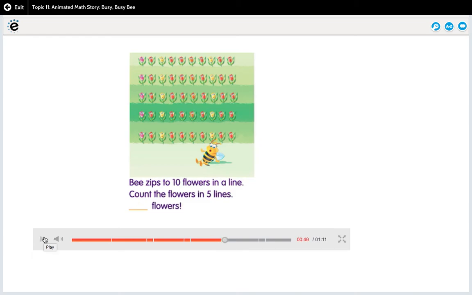Okay, so you can try to find a way to count the flowers in the row. Remember, there are 10 flowers in each row. You can pause the video to do that. I'm going to keep going. I would count by tens. 10, 20, 30, 40, 50. How do you make a 50? A 5 and a 0. 50.